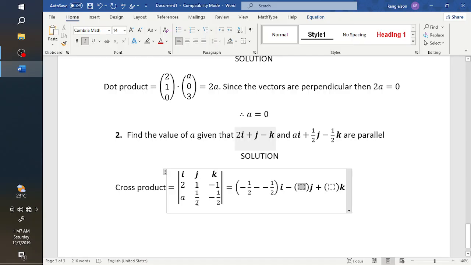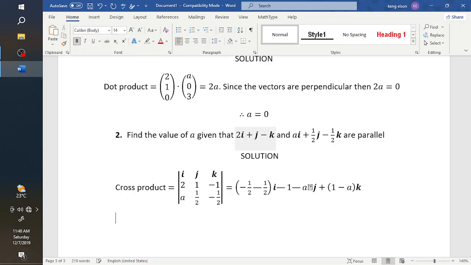When you go to the J components, where you cover, you have 2 times negative half is negative 1, minus A times negative 1 is negative A. Look at the way I'm writing the negative A, because these two negatives must meet to give me a positive sign. Now we go to the last part where we have 2 times half is 1, 1 minus A times 1 is A.